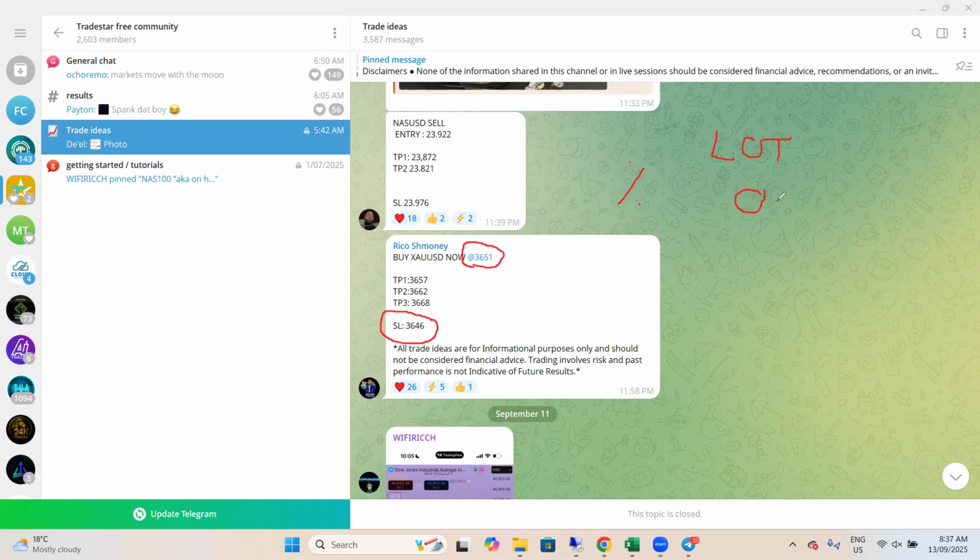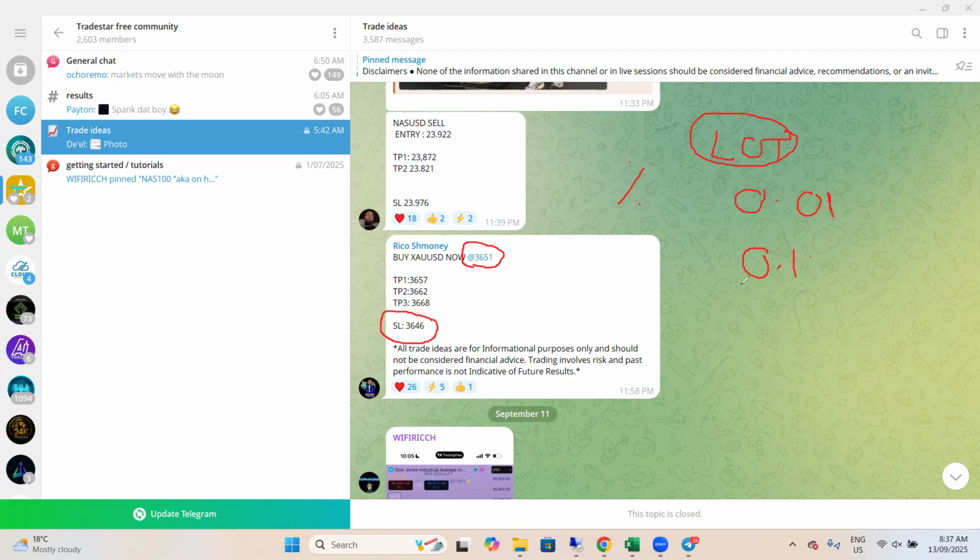Okay, 0.01 is the lowest risk, right? It's around 10 cents a pip. The market moves in pips, points, whatever you want to call it, right? But this is important because the higher the lot, the higher the amount of money you could lose or make.